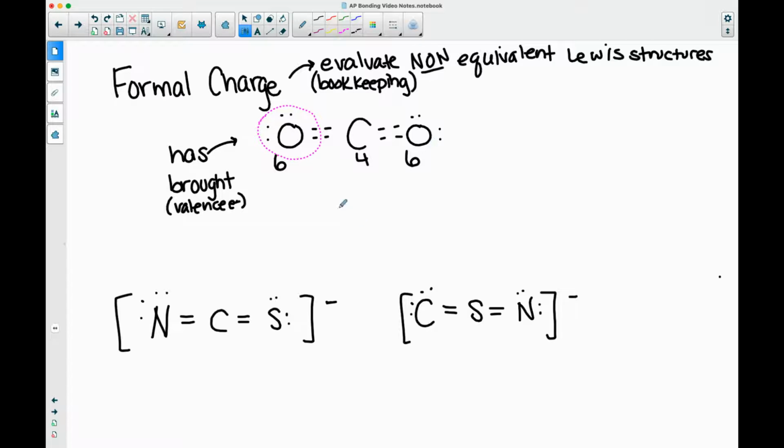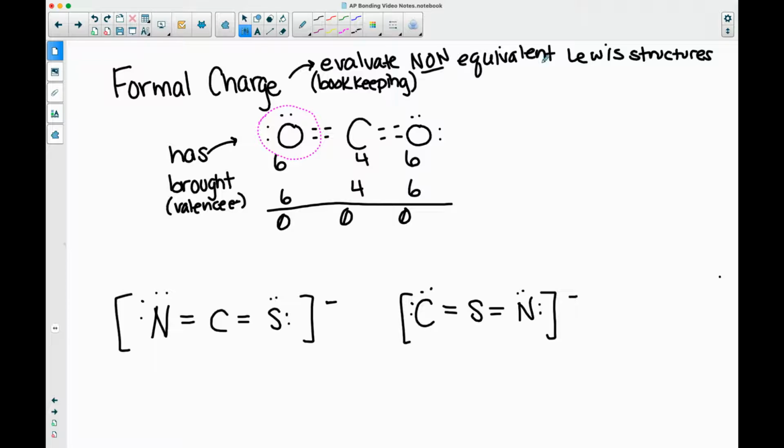Now, oxygen has 6 valence electrons normally, and carbon has 4. Having an equal number of valence electrons and then an equal number in the molecule means a formal charge of 0. We treat this or calculate it the same way that we treat ion charges.